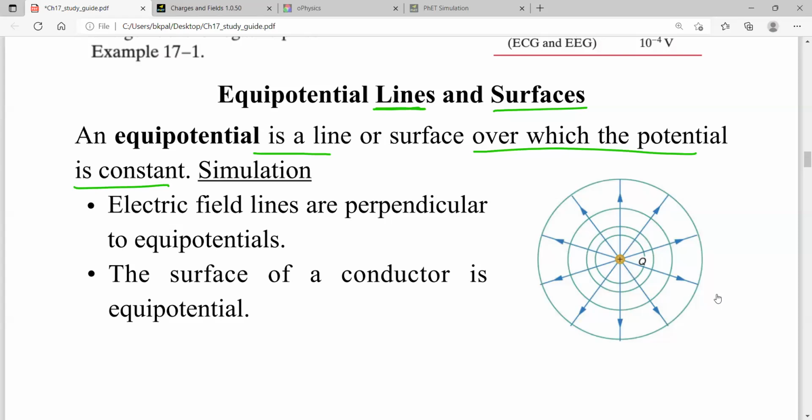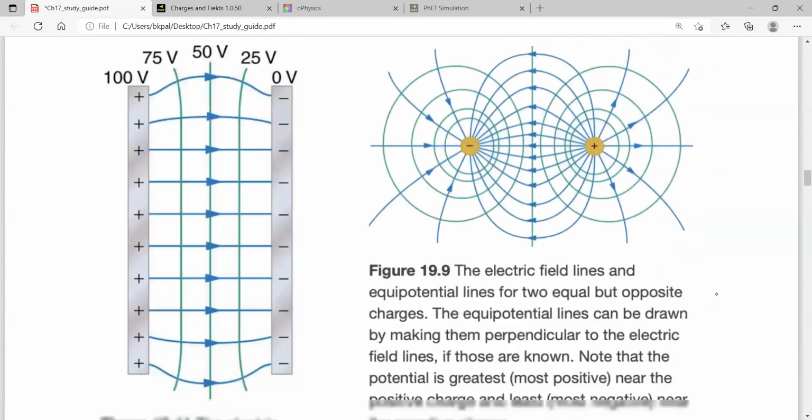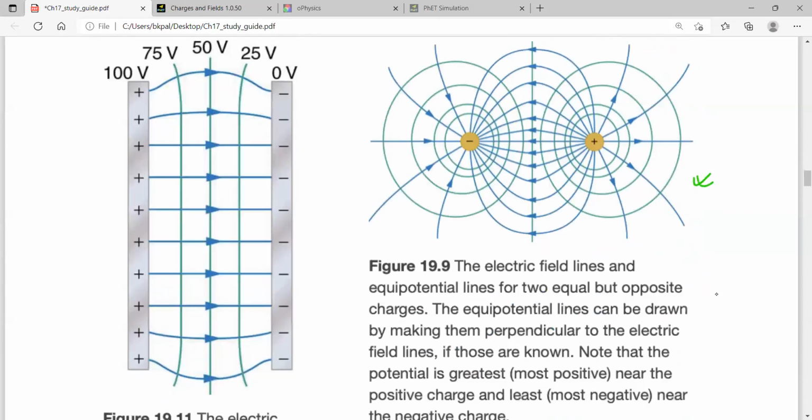Here I'm also showing it for a single positive charge. In the next slide, this is a dipole. The green lines are the equipotential lines, and the blue lines show the electric field lines. Okay, and also we are interested in the parallel plates.